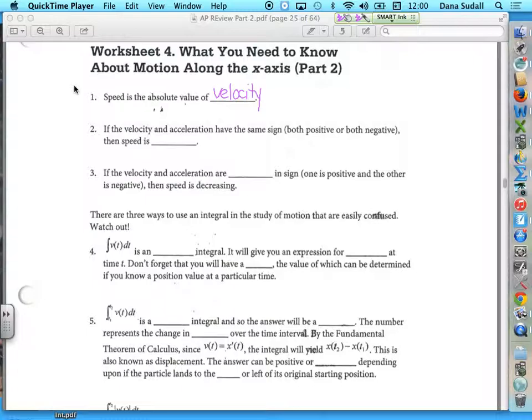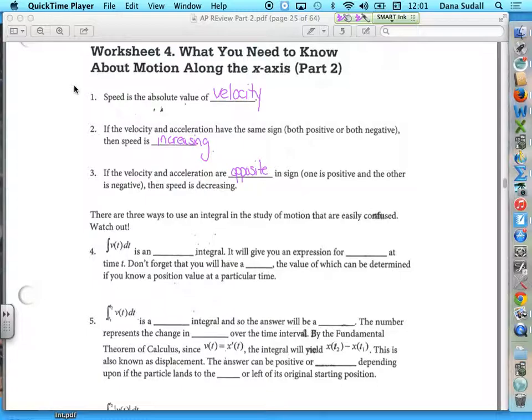If the velocity and the acceleration have the same sign, either both positive or both negative, that means your speed is increasing. That's what we looked at in worksheet 3, walking through all those scenarios. If the velocity and the acceleration are opposite in sign, one's positive, one's negative, then the speed would decrease.